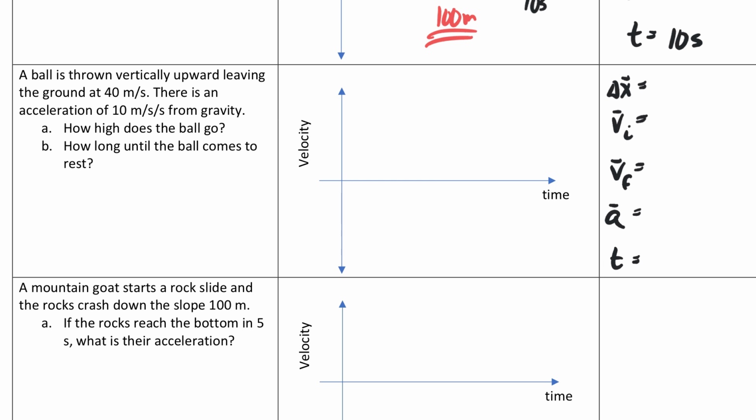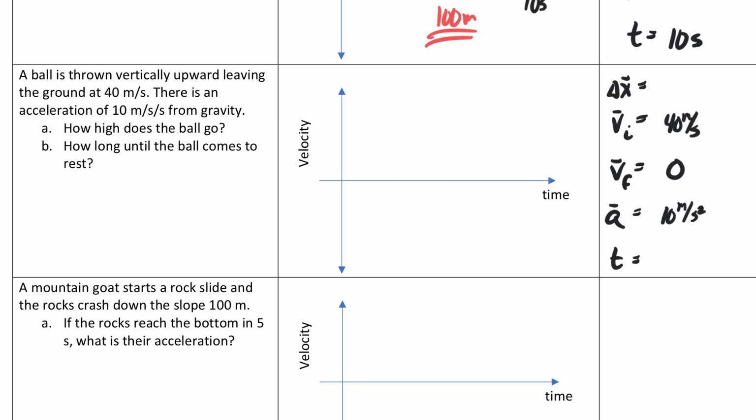No. Do I know the initial velocity? Yes, 40. Do I know the final velocity? Yes, what is it? 0. Ball came to rest. Do I know the acceleration? Yes, 10 meters per second squared. That's 3 pieces, isn't it? Now, before I go on, everything with a bar on it has direction. There are 4 things with the bars on them, right?